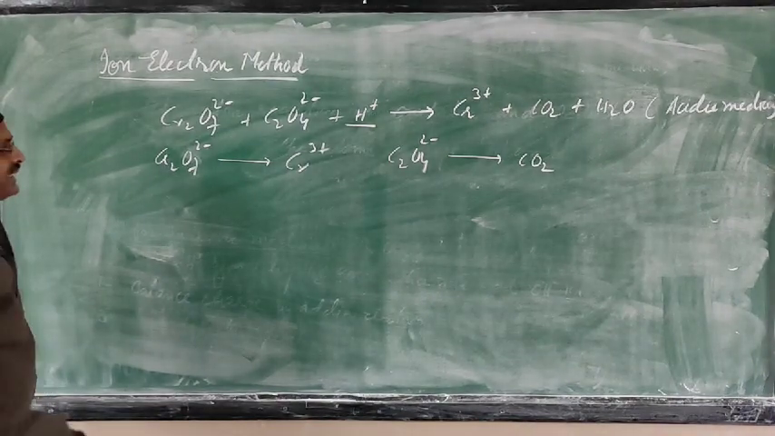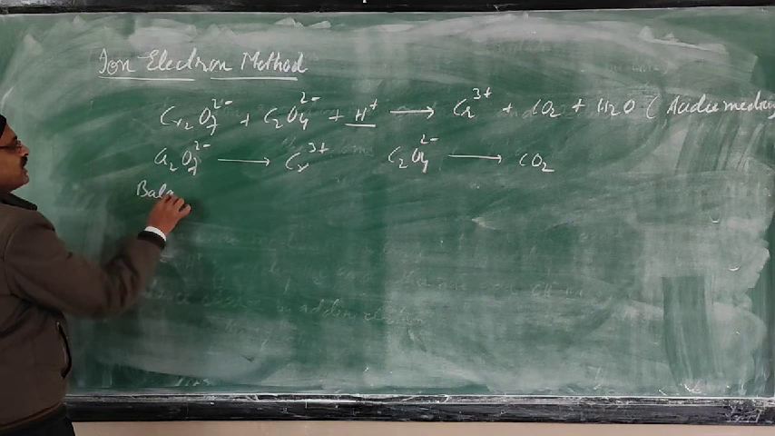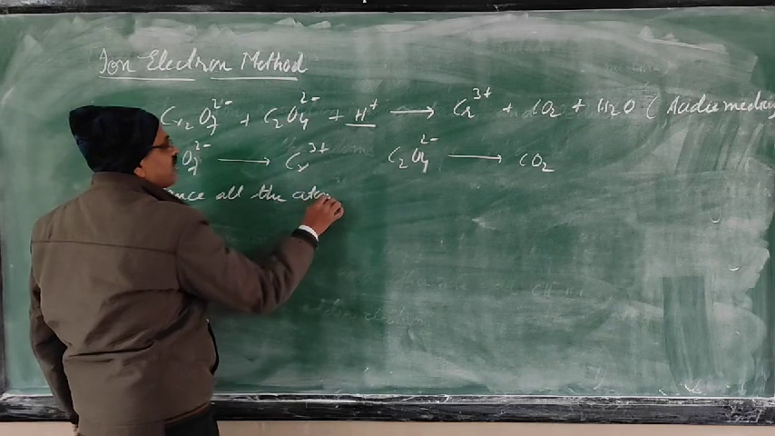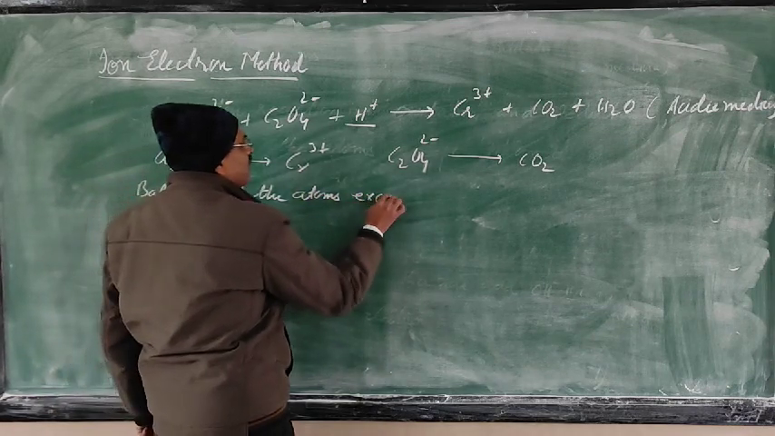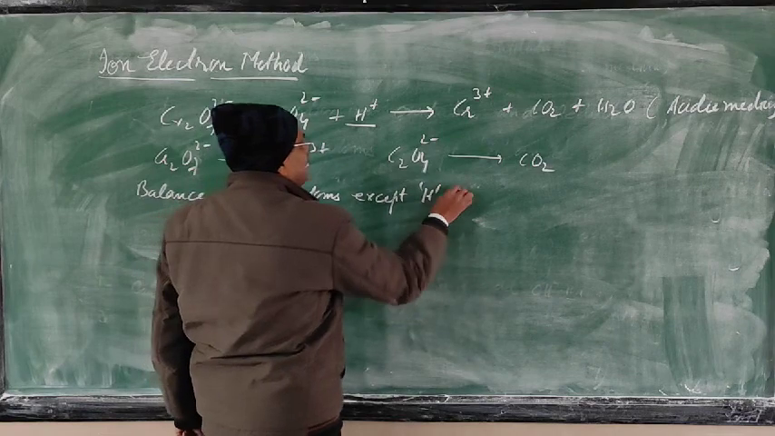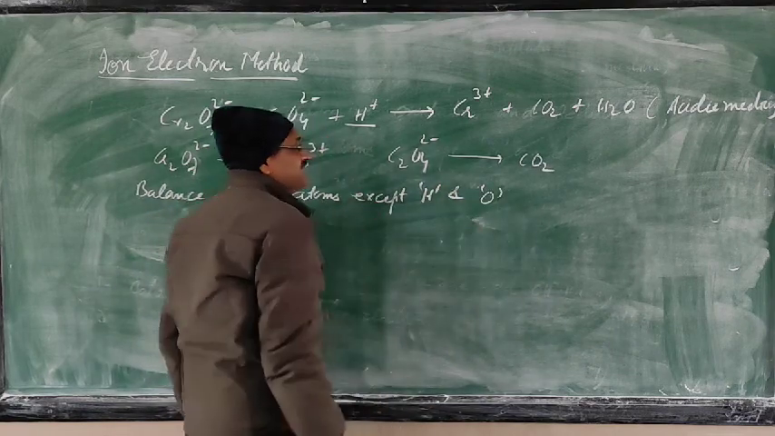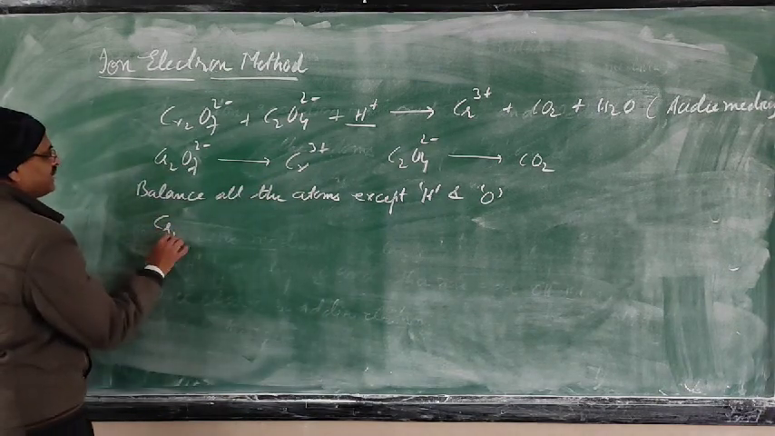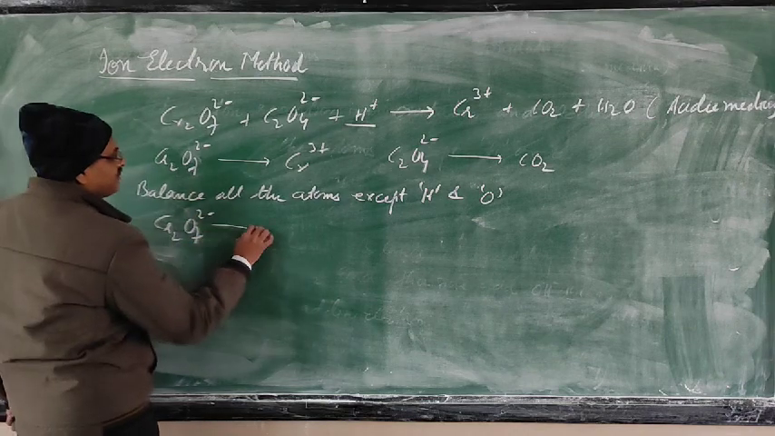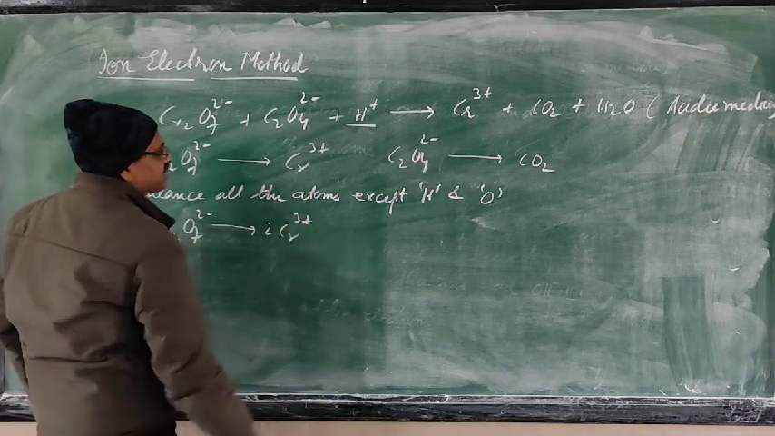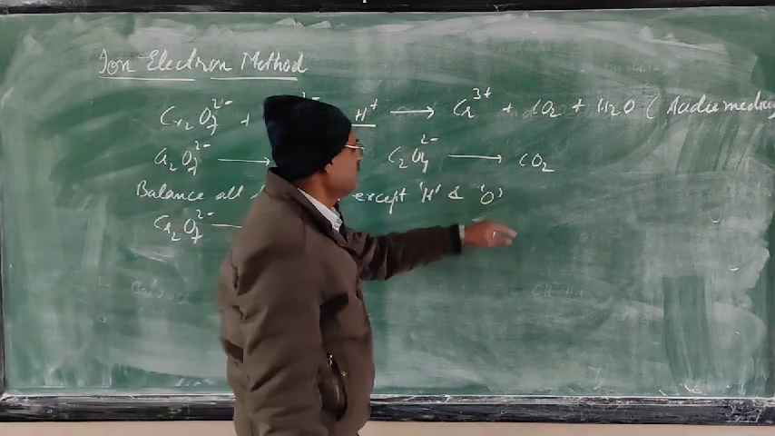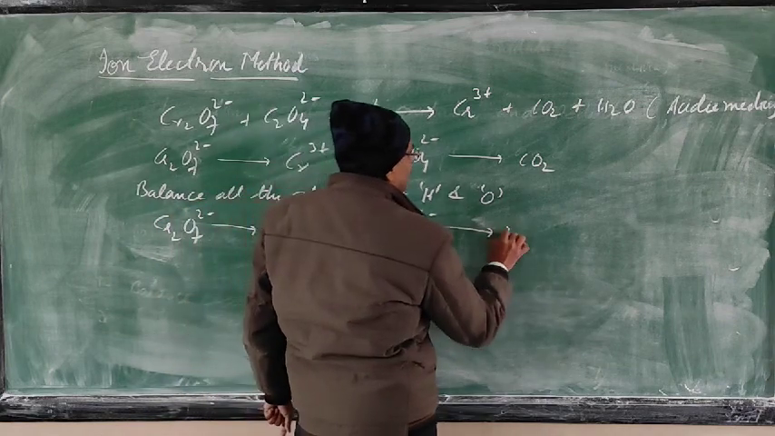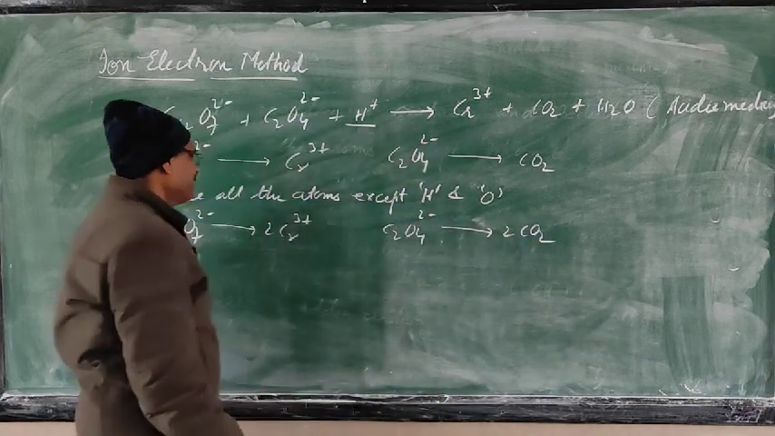Now, balance all the atoms except hydrogen and oxygen. By writing it, it is easy. Just see chromium, here 2, there 1 only. So you multiply it by 2, so this gives 2 Cr3 plus. Carbon here 2, that side 1 only. So you multiply it by 2, so that will give 2 CO2. Now carbon and chromium are balanced.